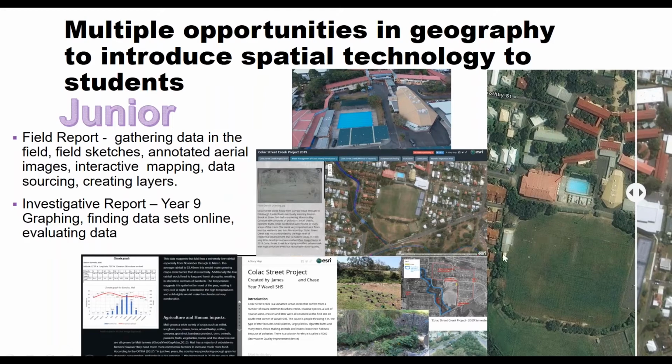We create swipe maps, as you can see here. We put up the drone and capture footage. We do field sketches and insert them into the story maps. So we're really looking at all the skill sets in geography: graphing, finding data sets, evaluating data, mapping, creating layers, all those embedded into our geography program here.